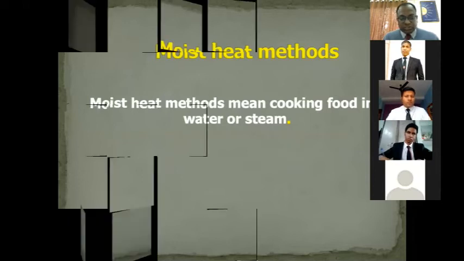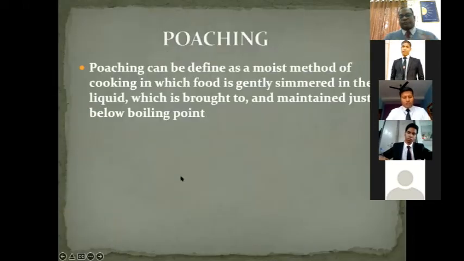One of the most famous methods of moist heat is poaching. Poaching is so famous because one of the most classical dishes in the world, eggs benedict, is made through this method. That is poaching. Now poaching is different from boiling.